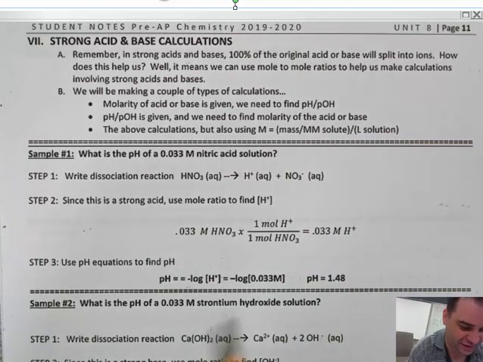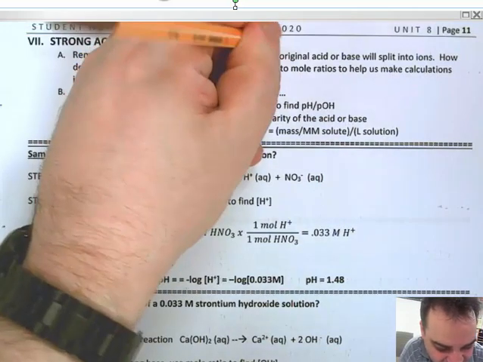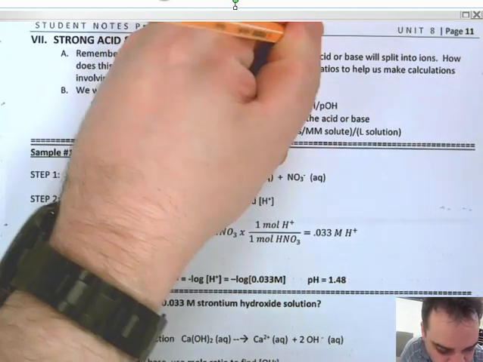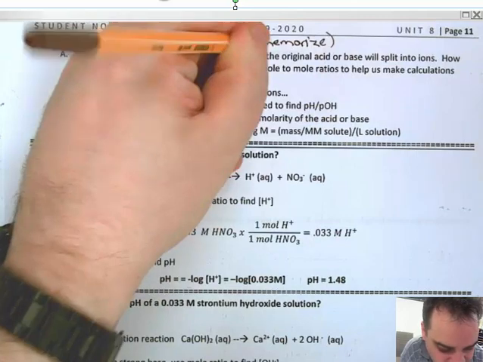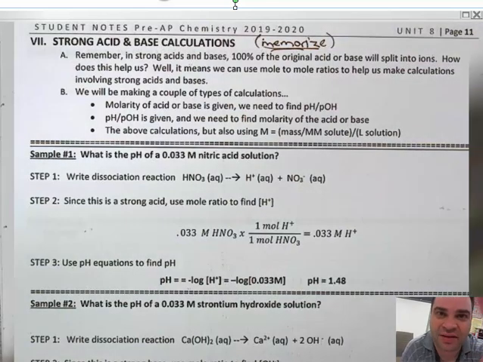Okay, so to do these, you have to have your strong acids and strong bases memorized to know when you are using this method for calculating the concentrations and pHs of acids and bases.